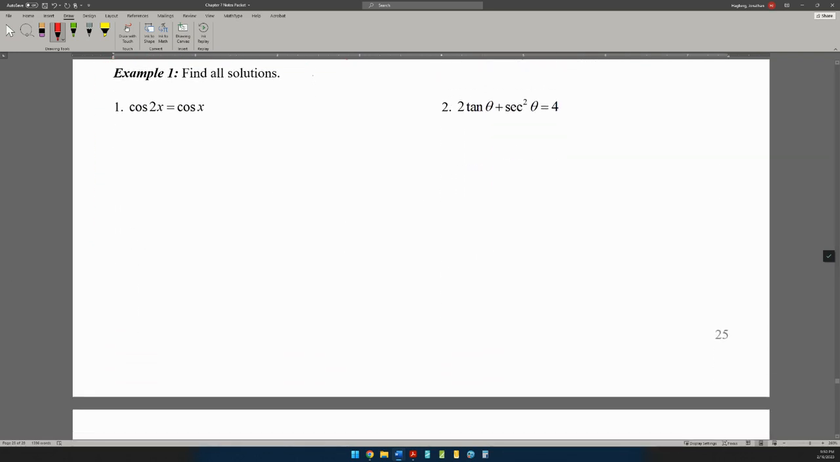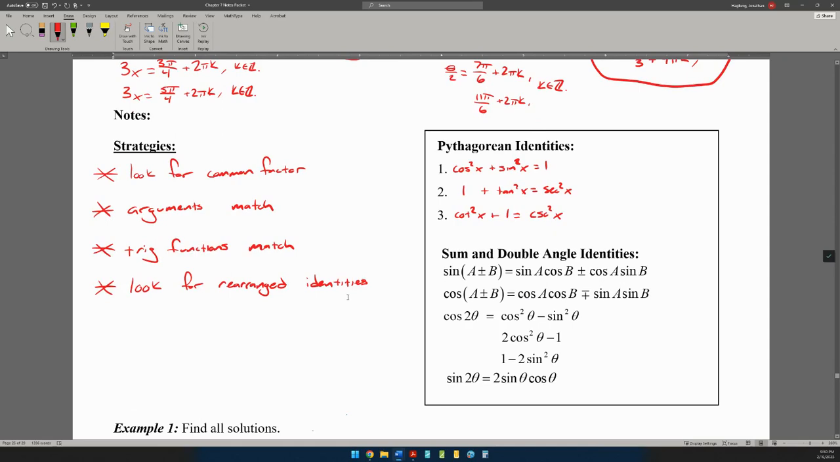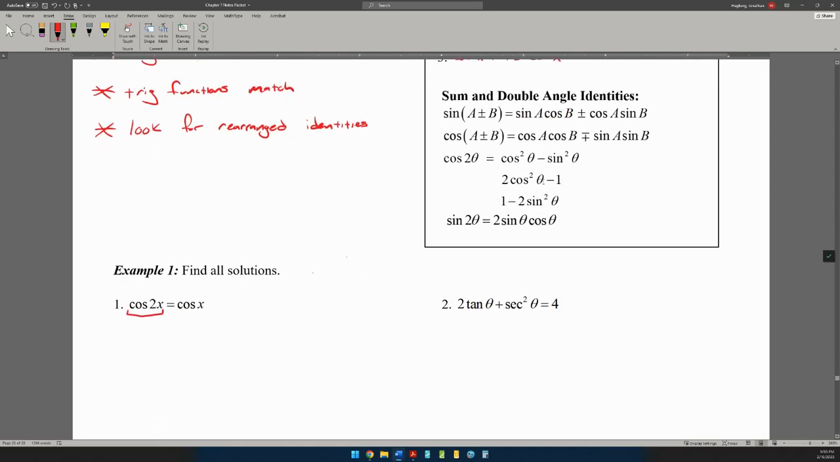Let's go over to number 1. Here we have the cosine of 2x is equal to the cosine of x. So in order to solve this, I notice that we have cosine of 2x right here. Well, I know that we have a double angle formula for cosine, so let's go back and remember those. We've got 3 of them. Now, I'm going to choose one specifically. I'm going to choose this middle one right here, 2 cosine squared of theta minus 1.